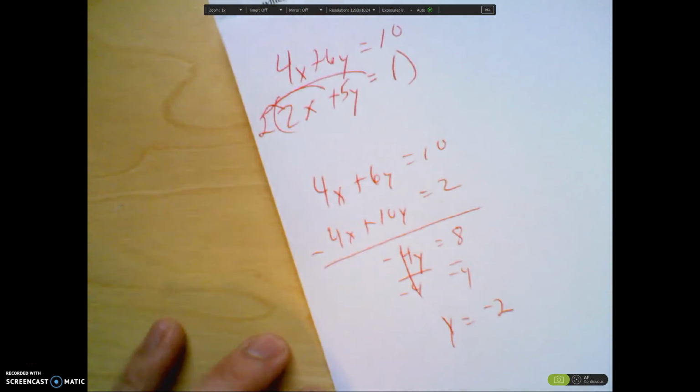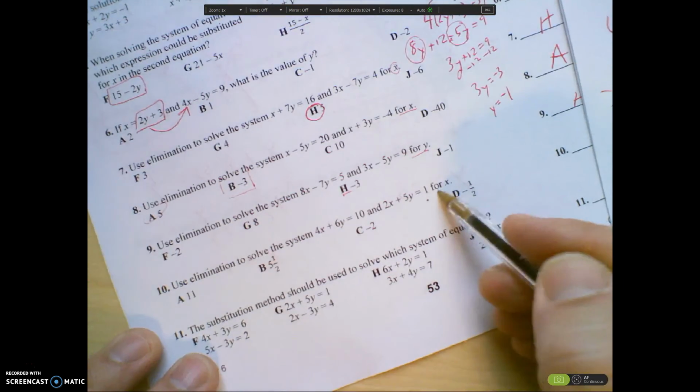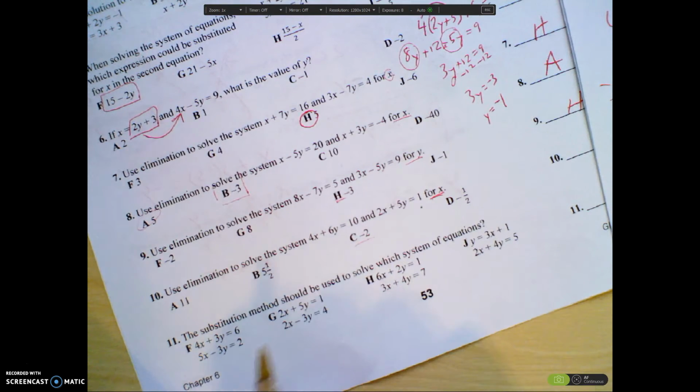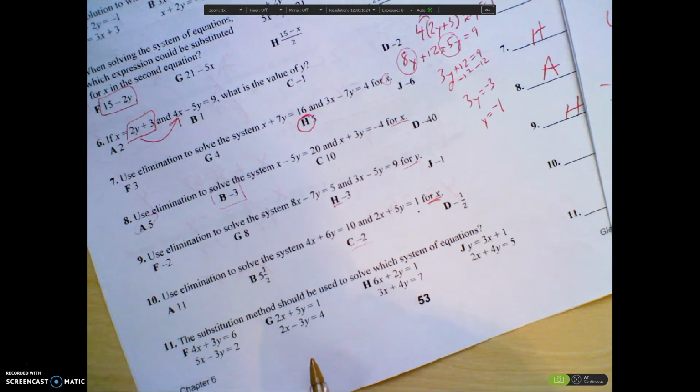So they didn't want the y value, right? They wanted the x. And they do have the negative 2 sitting right there, so you've got to be careful not to jump the gun and pick C for an answer.